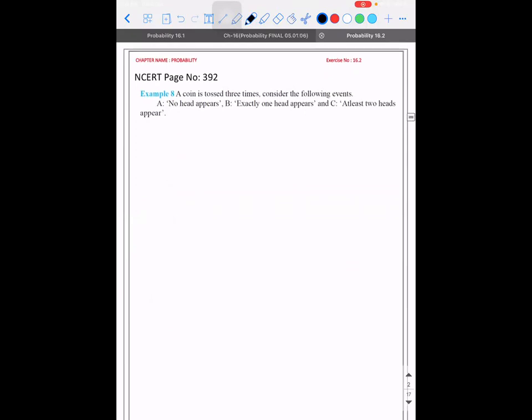Now listen. A coin is tossed 3 times. Consider the following events. A: no head appears. So what is the sample space? Head, head, head; head, head, tail; head, tail, head; head, tail, tail; tail, head, head; tail, head, tail; tail, tail, head; tail, tail, tail. That's the sample space. So event A is what? No head appears, means tail, tail, tail.